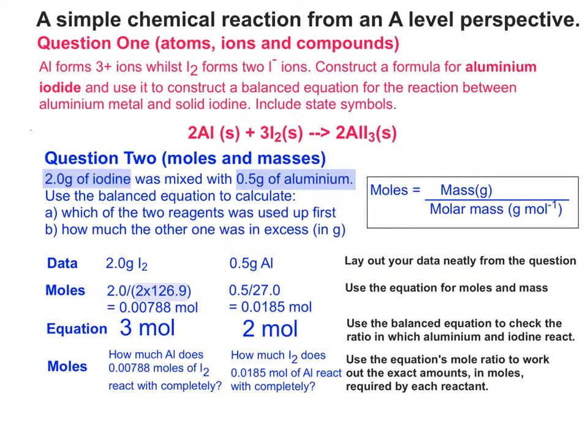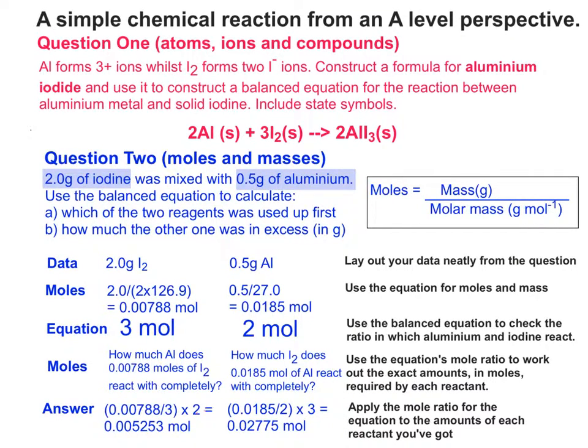So what you need to ask yourself in each case is how much of the other reactant do I need? So how much aluminium does 0.00788 moles of I2 react with completely? And vice versa, how much iodine does 0.0185 moles of aluminium react with completely? Once you've realised what you're asking, what you're trying to work out, you can simply apply the mole ratio across and it becomes very straightforward.